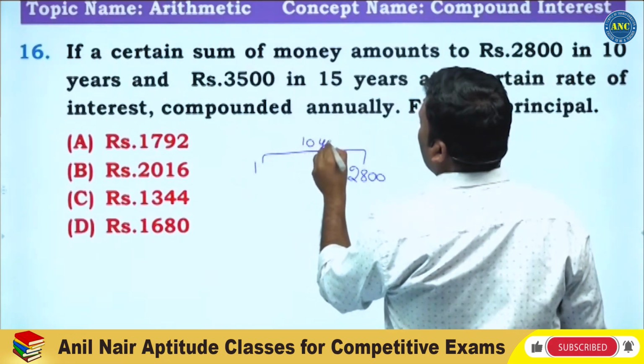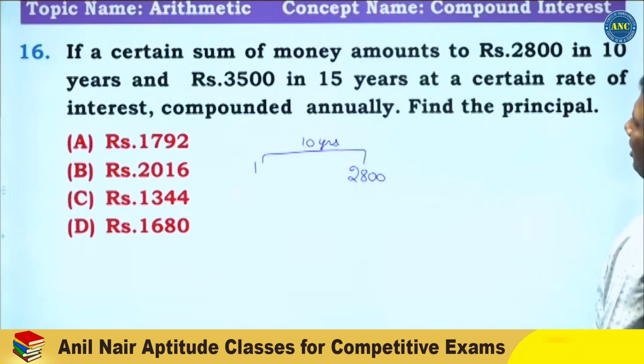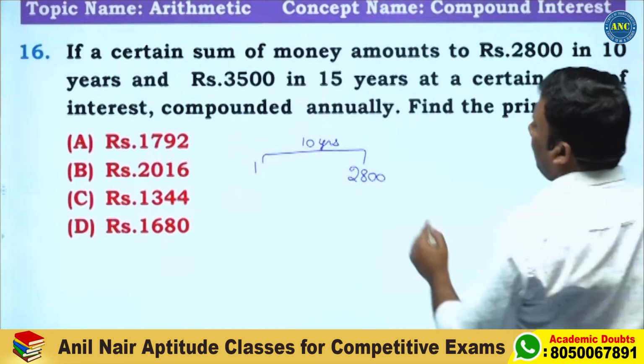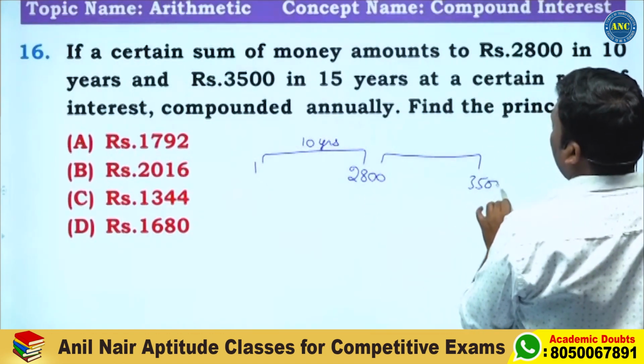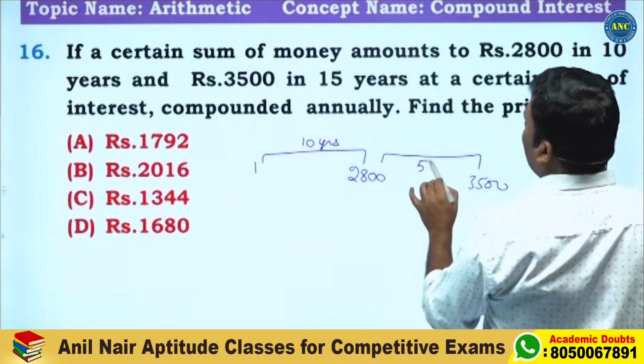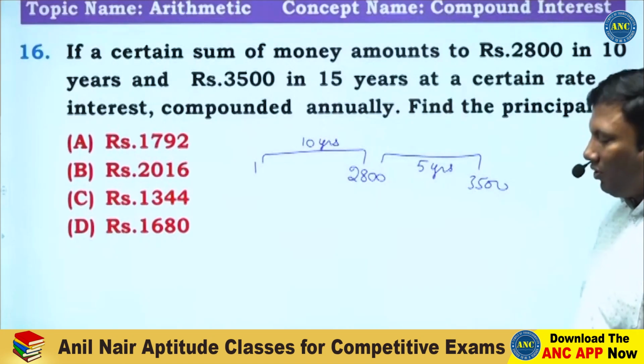It is becoming 2,800 in how many years? 10 years you are getting it. And it is becoming 3,500. In how many years is it becoming 3,500? It is in 15 years. That means the next 5 years. Are you all with me?